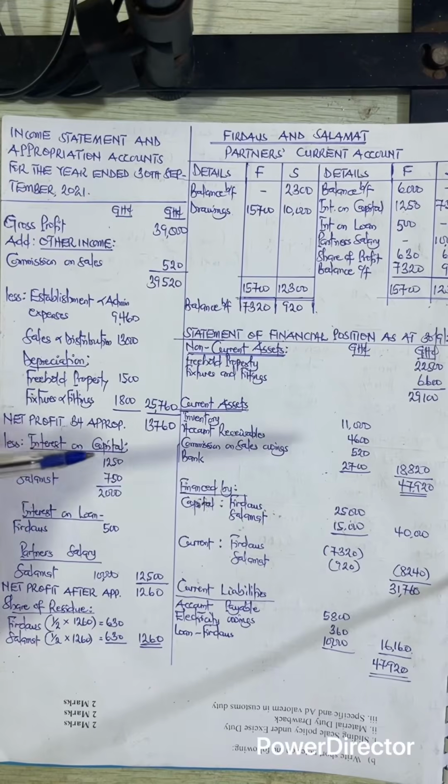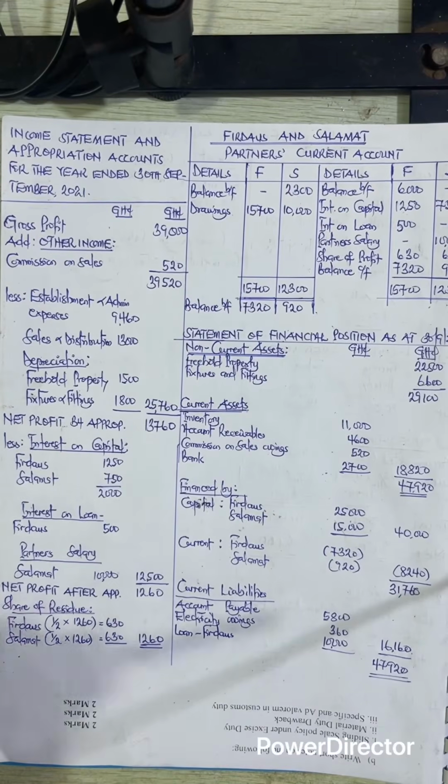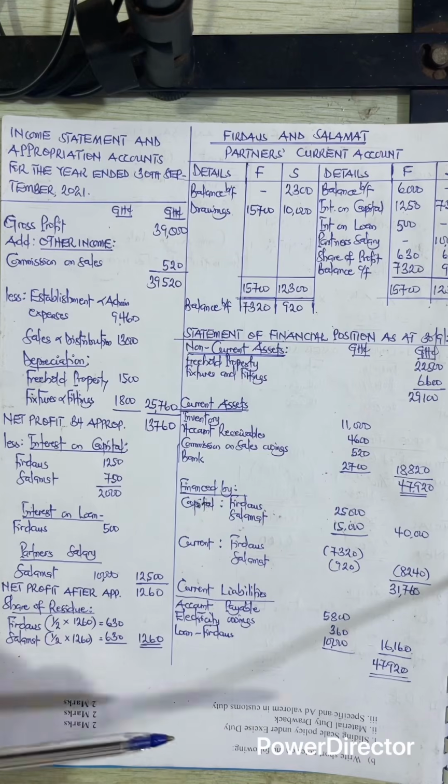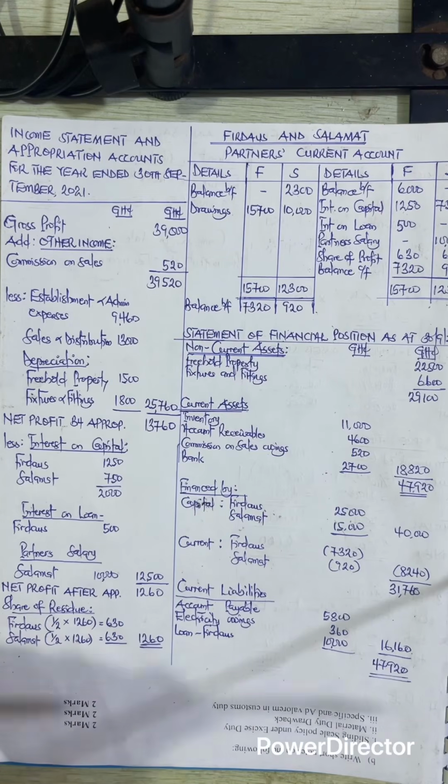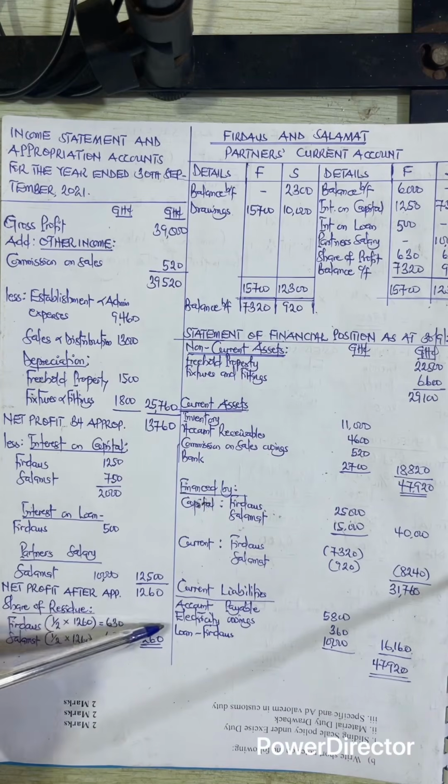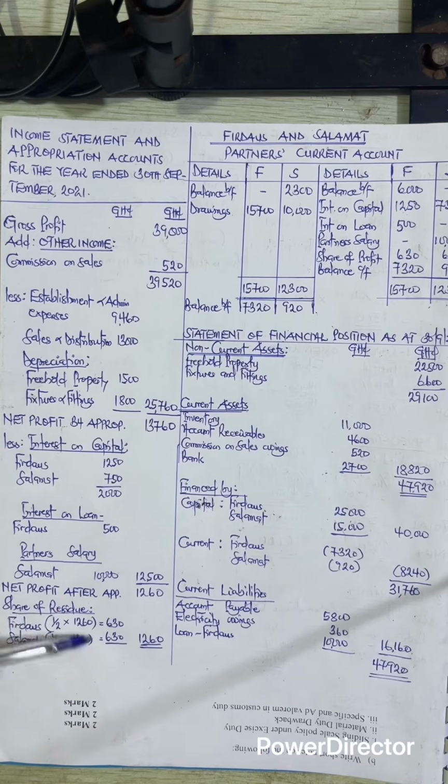That will be taken from the net profit before appropriation. Mind you, the drawings, we are saying there's no interest charge on the drawings and therefore it will remain at the same stage, no interest. When you get your net profit after appropriation, then you share. We call it share of residue.